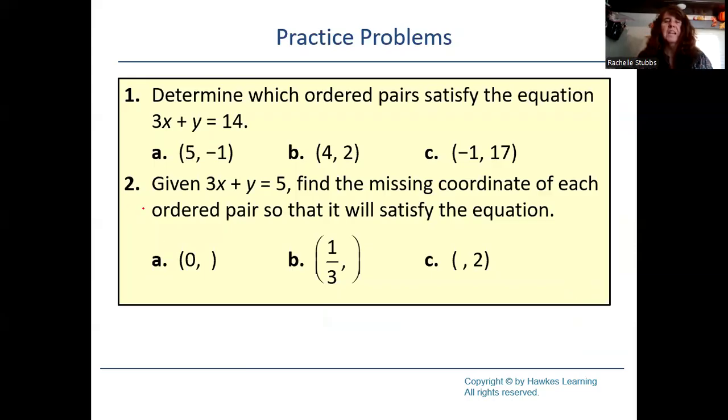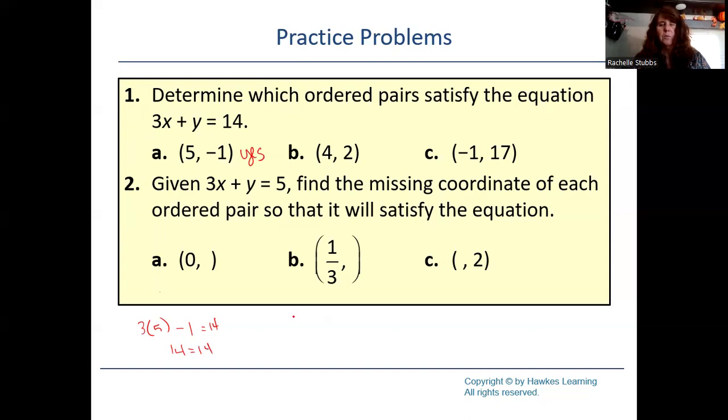All right, we're just checking to see if these points are a solution, and we do that by just substituting in. So in for the place of x, I'm going to put a 5, so 3 times 5. And then for the place of y, I'm going to put a negative 1 minus 1 equals 14. Well, 15 minus 1 is 14. 14 does equal 14. So on this one, I would say yes.